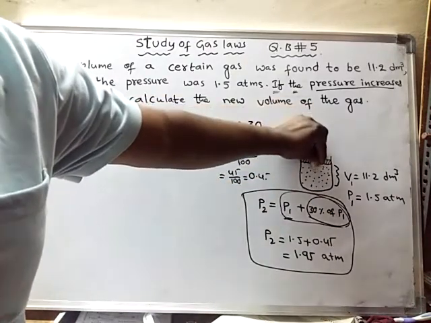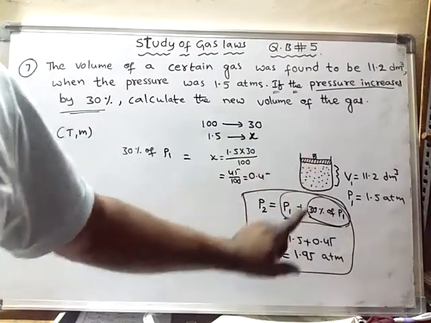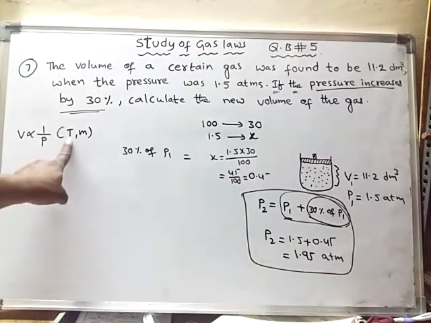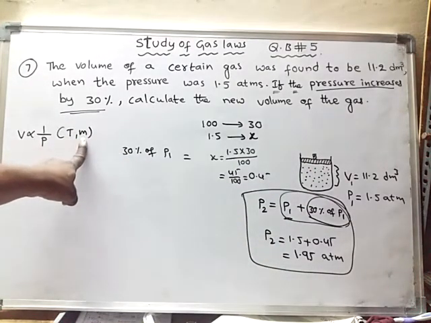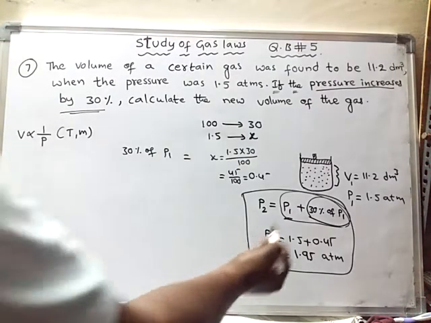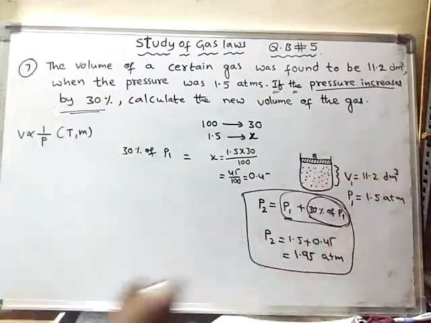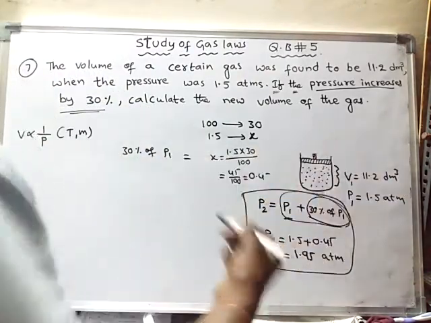If I increase the pressure on it, all the molecules will come closer, but the temperature is not changed. So temperature is constant and the mass, or amount, of the gas is constant. Under these two conditions, the volume of the gas will be inversely proportional to pressure. So when pressure is increased from 1.5 to 1.95, automatically volume should decrease.